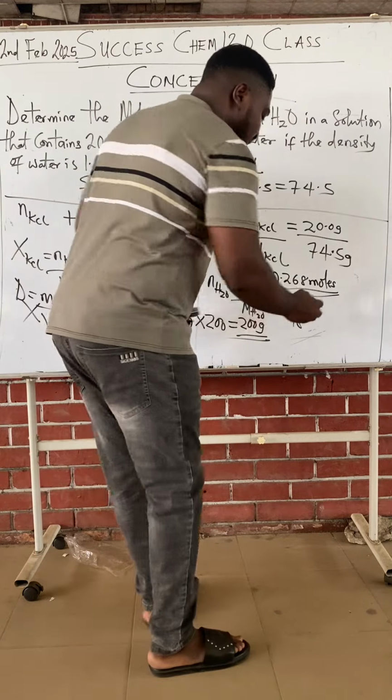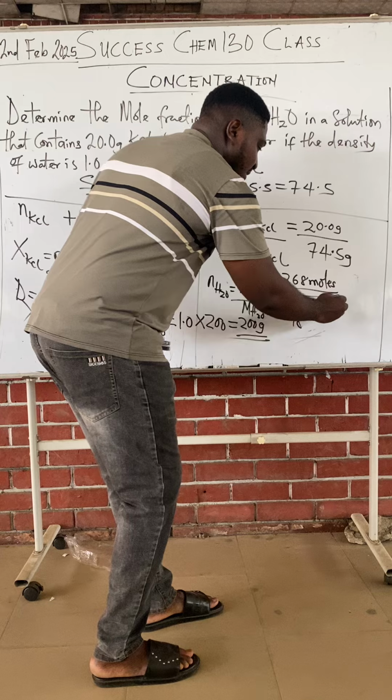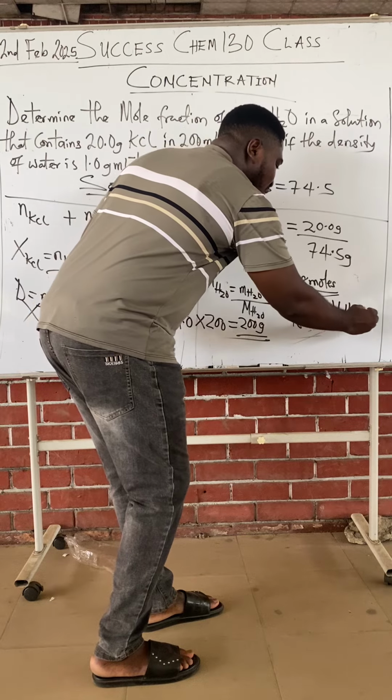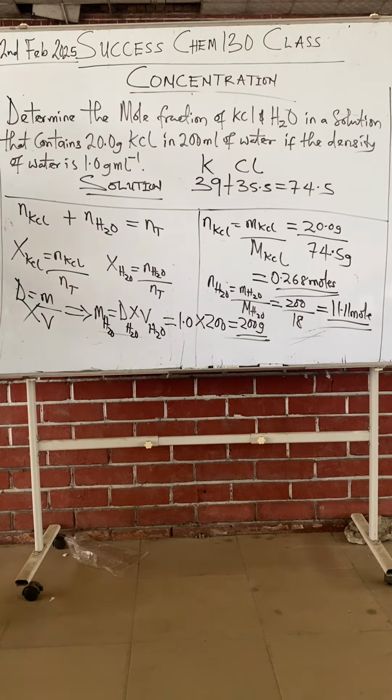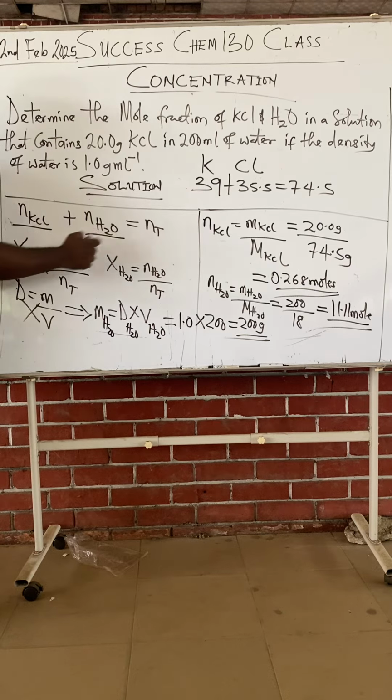200 divided by 18 is what? 11.11 mole. Class, we have now gotten a number of mole of KCl, a number of mole of H2O. We are close to getting our mole fraction now. Don't forget, total number of mole is number of mole of KCl plus number of mole of H2O. So what is number of mole of KCl there?